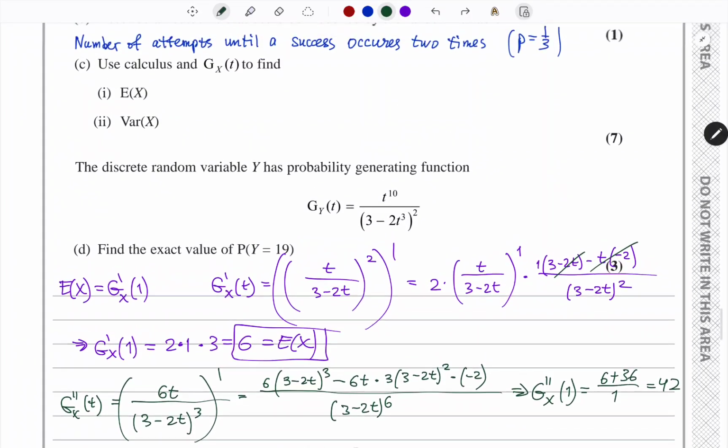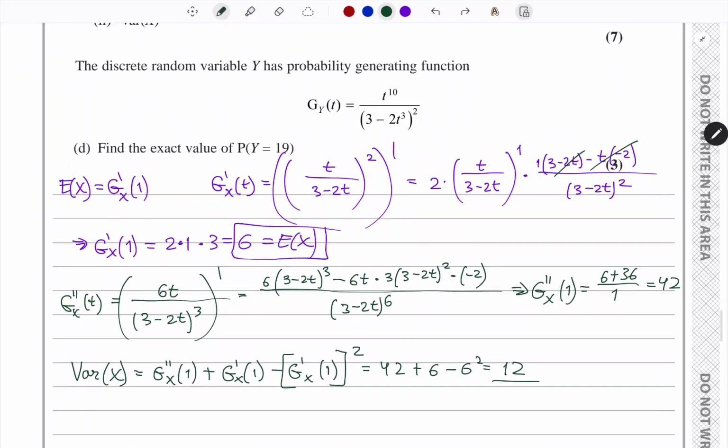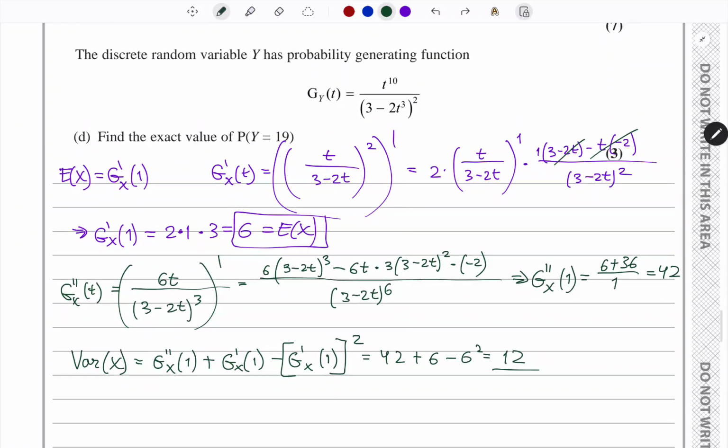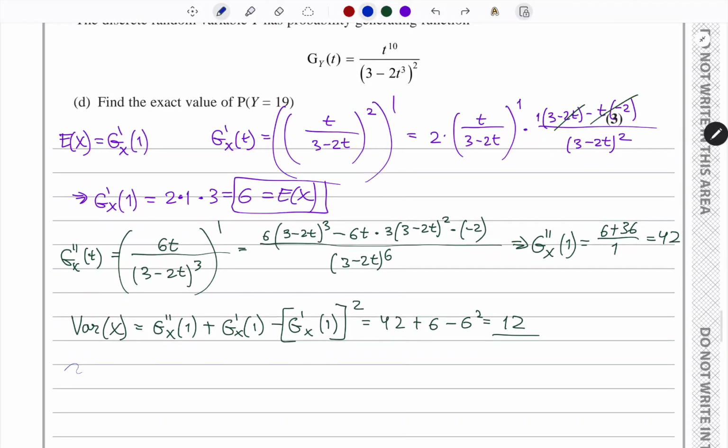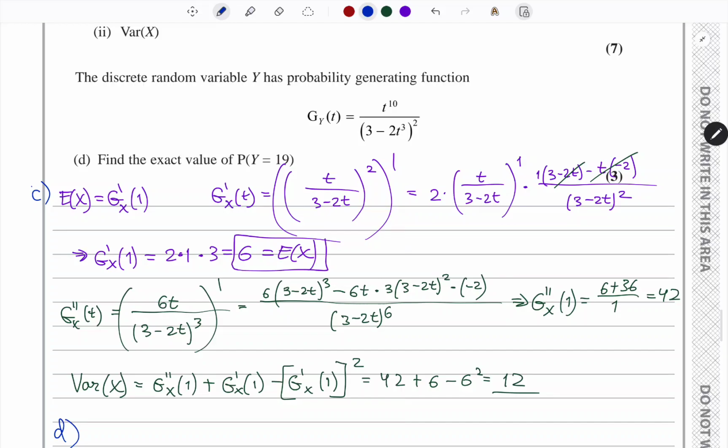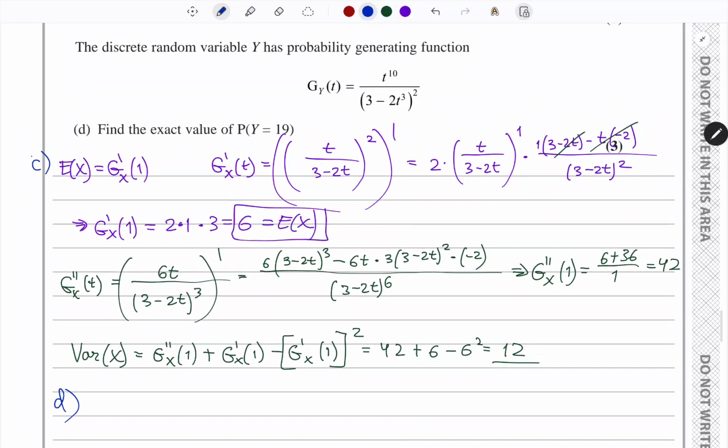But we haven't finished yet. It was 7 marks, but we have the D part. It was the C part. Okay, the discrete random variable y, a new random variable, has a probability generating function, which looks weird. Find the exact value of the probability that y equals 19.